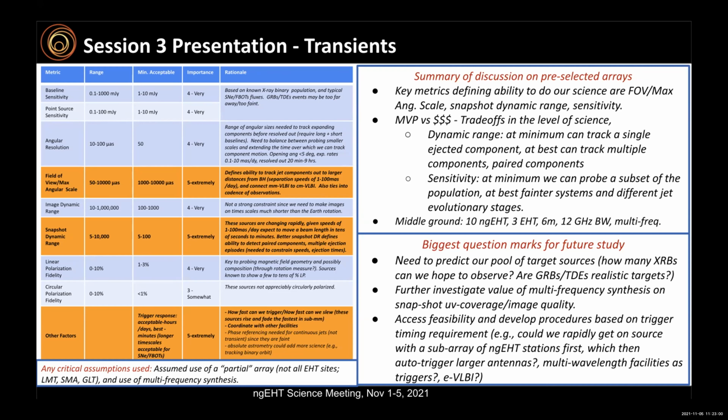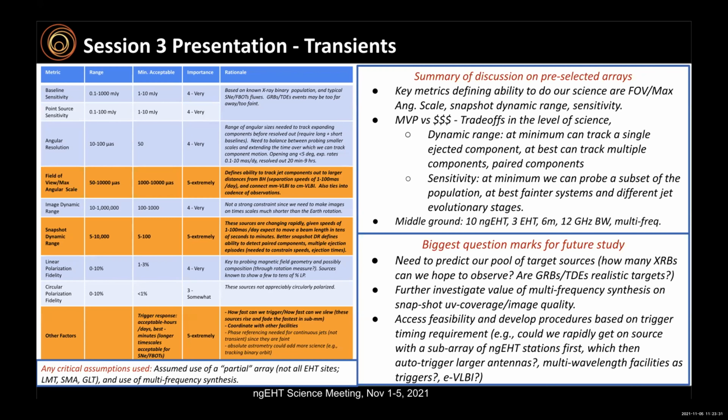And also, perhaps the most important thing is we need to assess the feasibility and develop procedures for trigger response. There's been a lot of discussion in the Slack on this already this week. So we need to consider things like, can we rapidly get on these sources, let's say a subarray of ngEHT stations, and those could auto trigger larger antennas? Can we use multi-wavelength facilities as triggers from X-ray to optical to centimeter radio arrays?